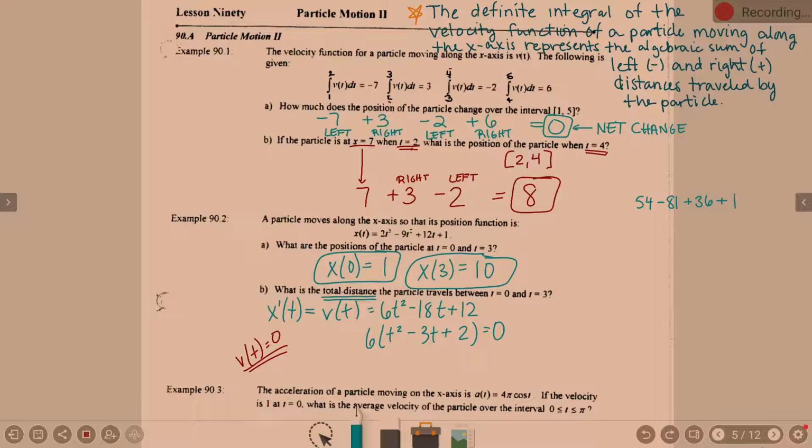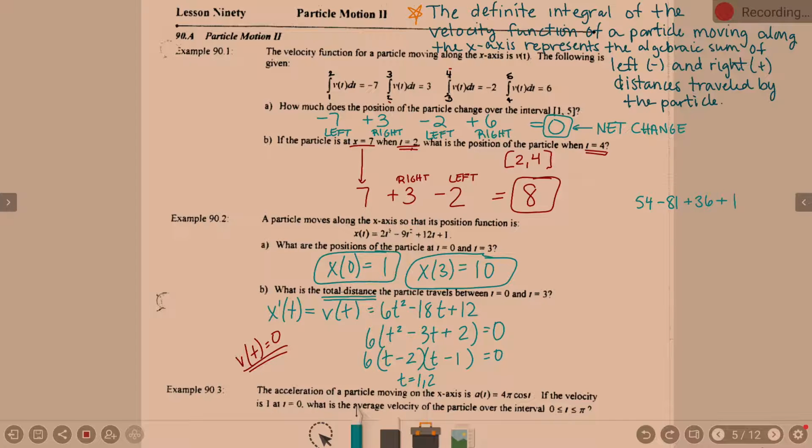What do you know about t squared minus 3t plus 2? It factors as t minus 2 and t minus 1. I heard negative 2 and negative 1. If you set both pieces equal to 0, then we find t to be 2 and 1. So we have to plug both those into the position.